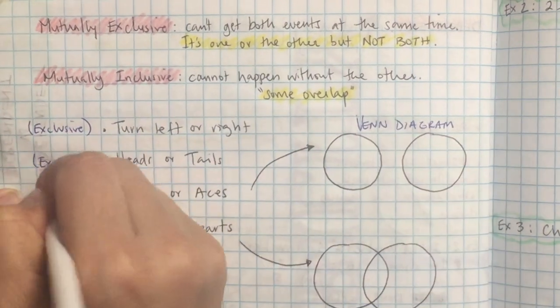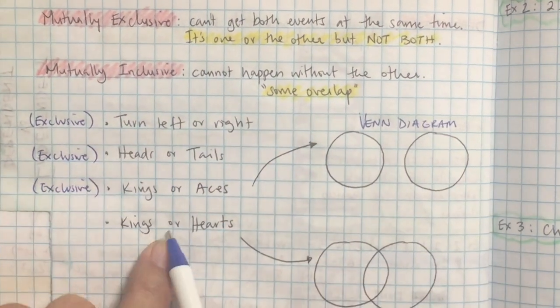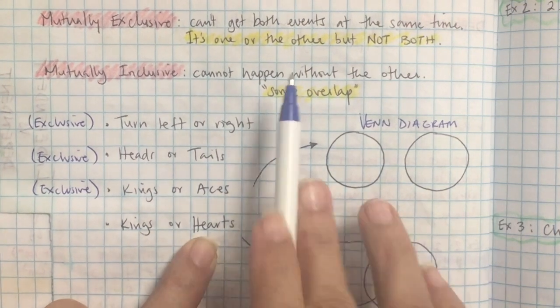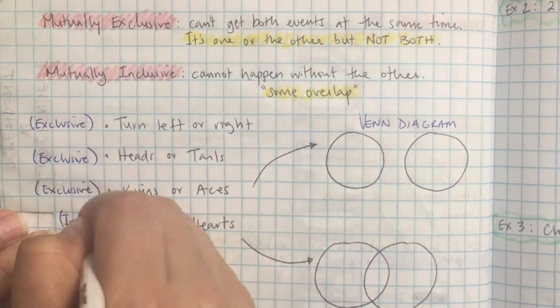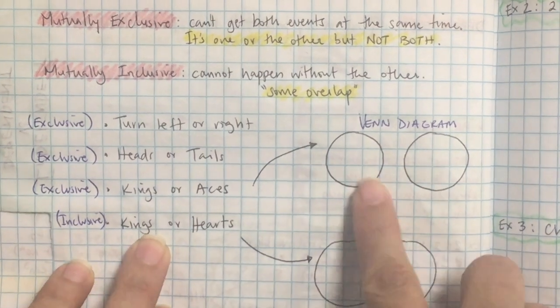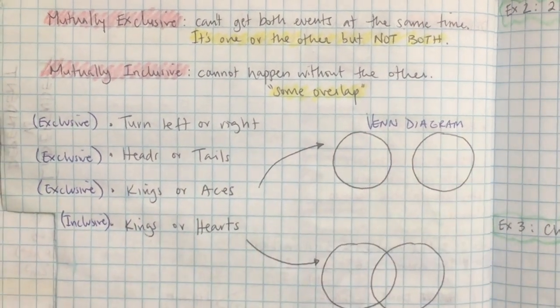How about kings and aces? That's exclusive again because you can either have a king or an ace. You can't have both. What about a king and a heart? Oh, wait a minute, I can have both because I can have a king of hearts, right? So that's inclusive. So that means there's going to be some overlap. Exclusive, there's no overlap.